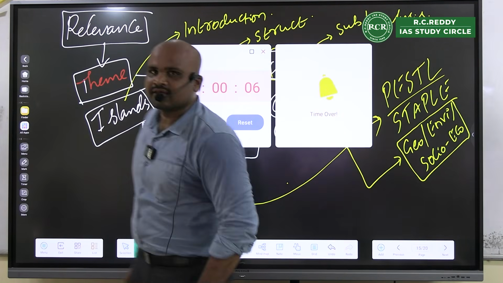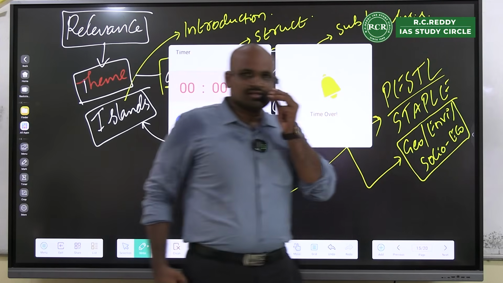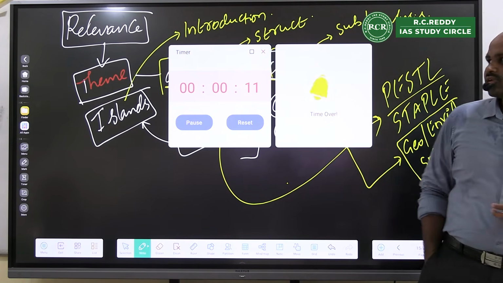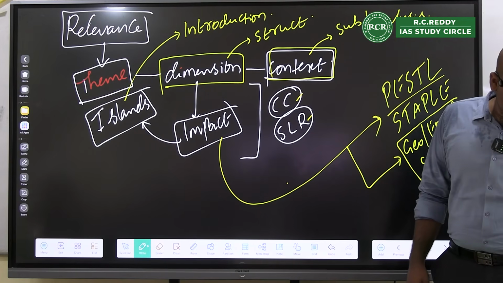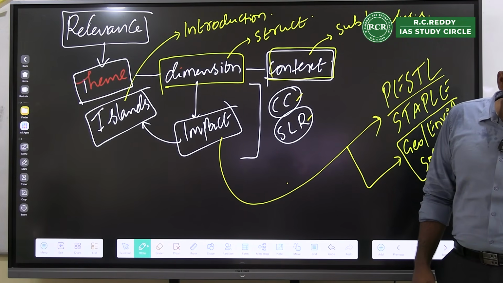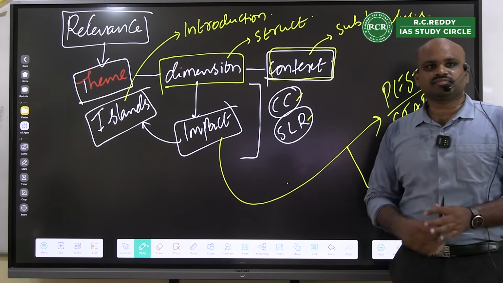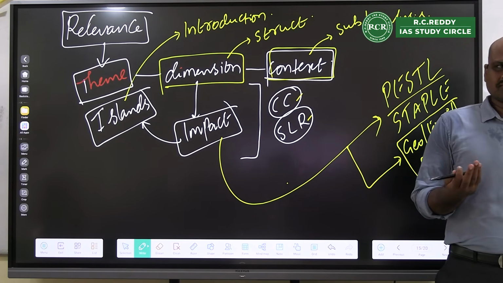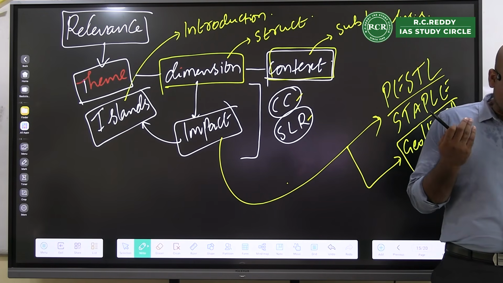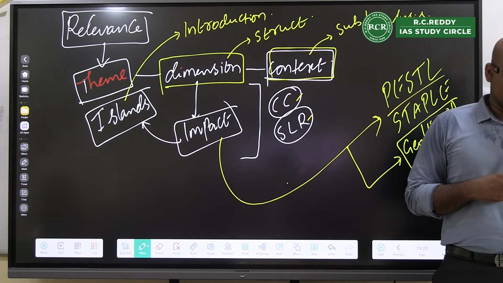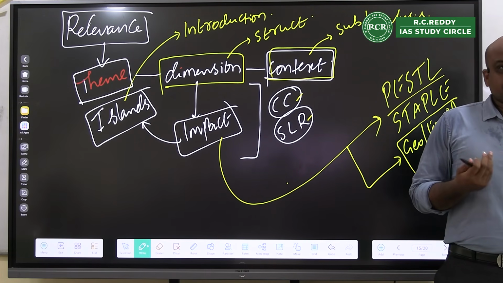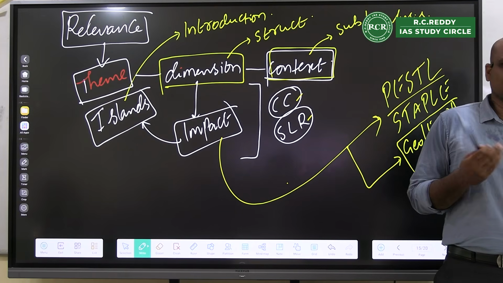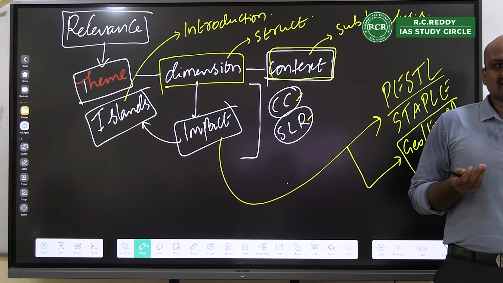Time is up. Yes. Done? Right? No rocket science in that again. When you look at this question, the theme here is what? Solar energy. Perfect. What is the dimension of solar energy? They are asking about benefits. Especially what benefits? Ecological and economic benefits.